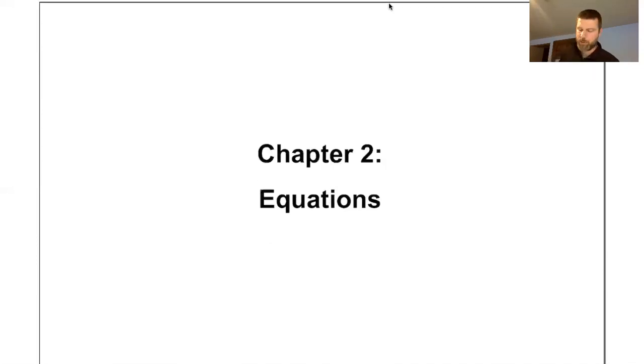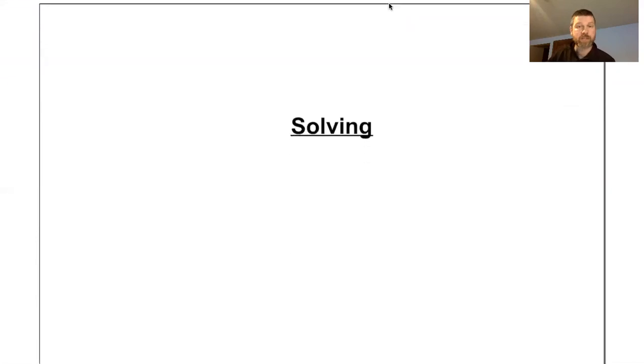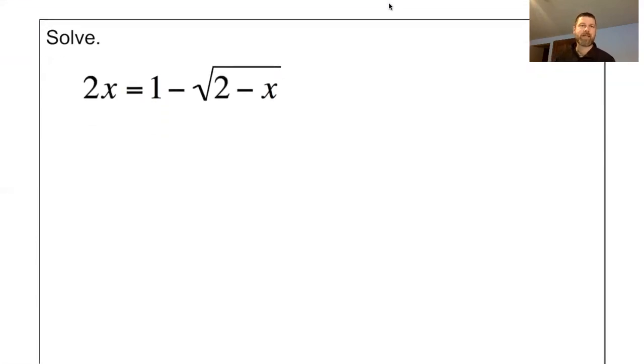I'm Mr. Anderson. This is Chapter 2, Equations. First thing we're going to talk about is solving equations, in other words, getting x by itself. We're going to start with solving something like this. To solve equations, we use algebra. Essentially, algebra is all about getting rid of things you don't like until you get down to having x by itself and x equals some answer.